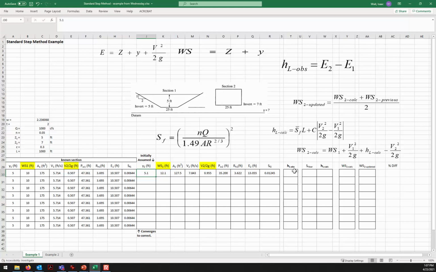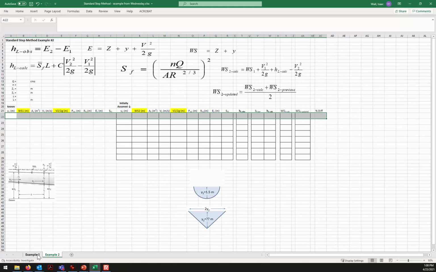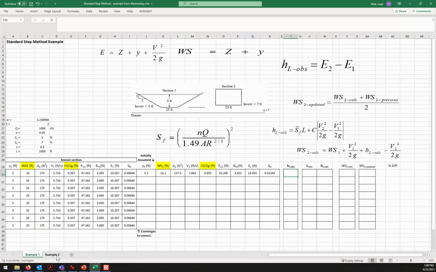Okay, now I've cleared out some of these. I think maybe I had calculated these ones, but I'm going to start with the observed head loss. And by the way, if you're just completely confused on this example, we've got another one we're also going to look through today. And so, starting from scratch with example 2. We won't start from scratch on example 1. But, all right, so remember that the observed head loss is simply the difference in the energy between the two sections. So E2 minus E1.